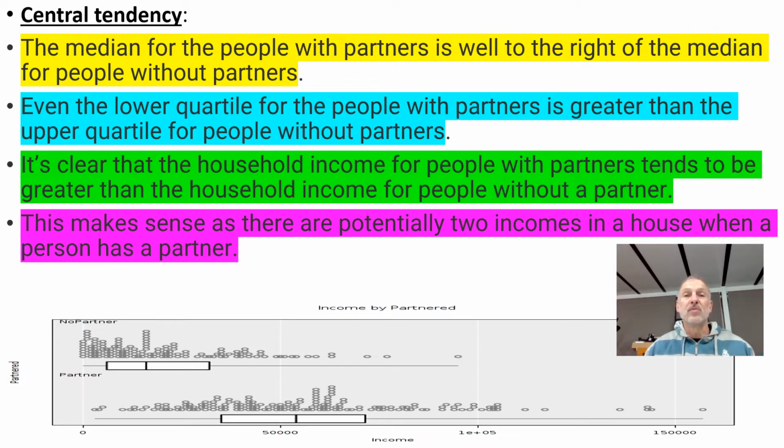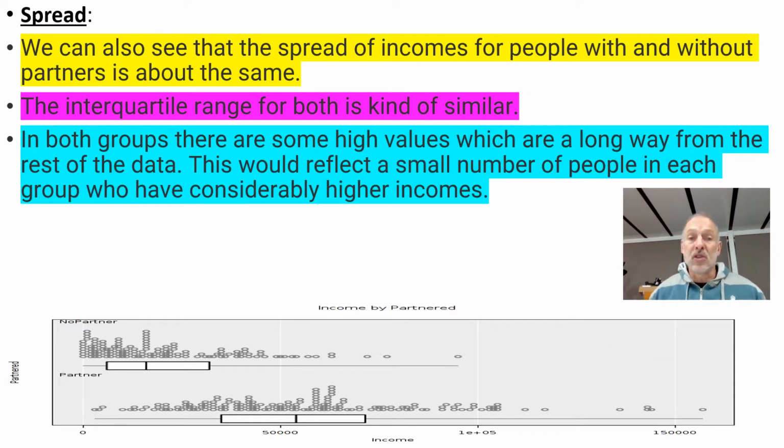When we talk about the spread, we can also see that the spread of incomes for people with and without partners is about the same. The interquartile range for both is similar. In both groups, there are some high values which are a long way from the rest of the data. This would reflect a small number of people in each group who have considerably higher incomes.